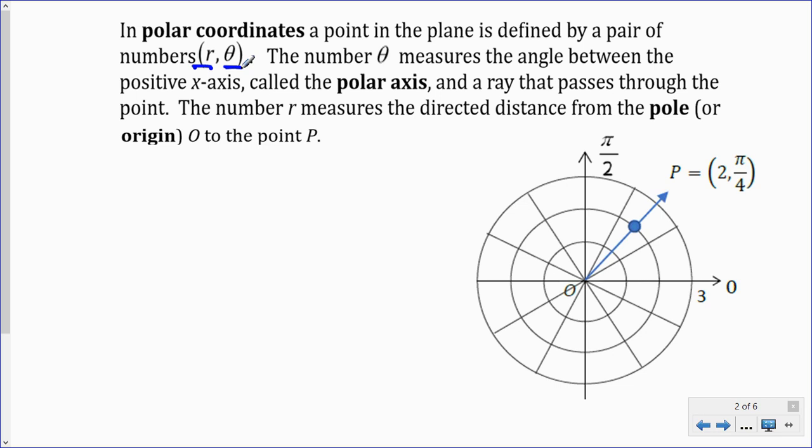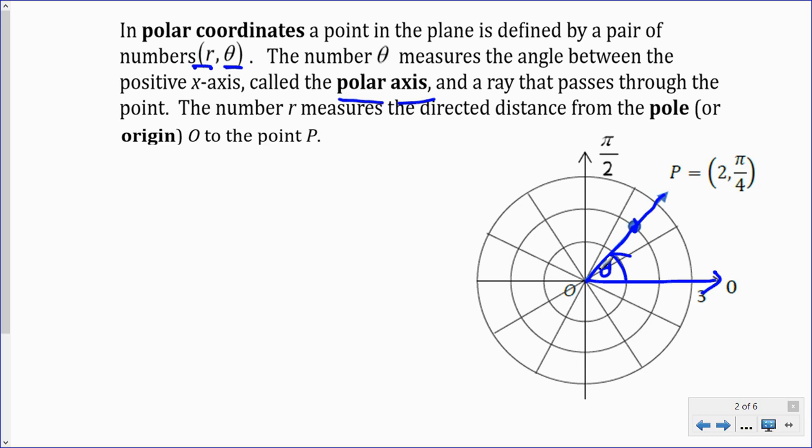Theta measures the angle between the positive x-axis, so here's our positive x-axis, which is also called the polar axis, and a ray that passes through the point. So if this is the point that we are plotting, then theta is the angle created. So this would be theta. So theta measures the angle between the positive x-axis and a ray that passes through the point.